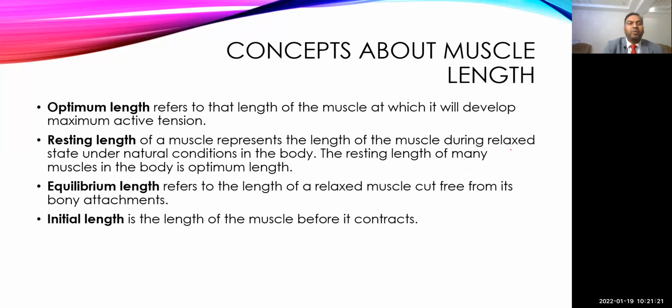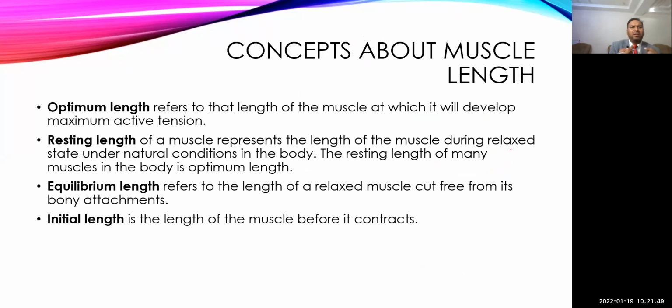Now come to the concepts about muscle length. There are four different terms we use. One is optimum length, second is resting length, third is equilibrium length, and fourth is initial length. Optimum length is the length of the muscle which can provide maximum contraction or maximum tension. If the muscle contracts from that length, then that will provide maximum tension.